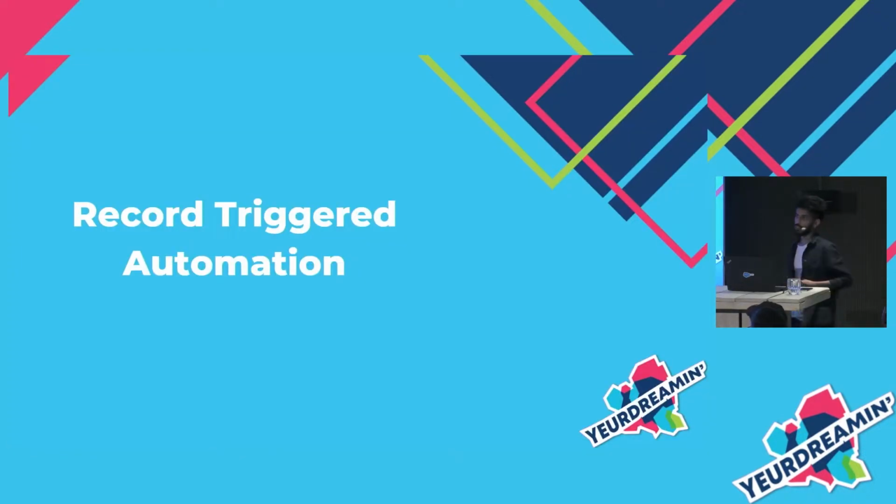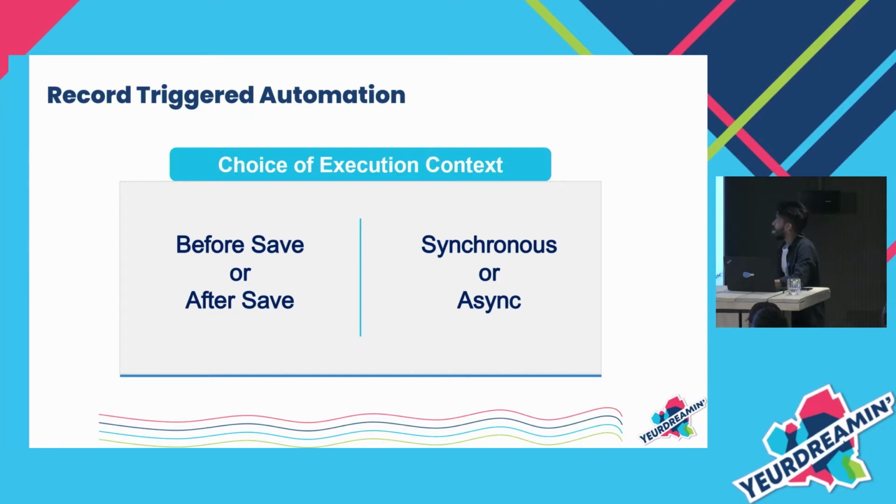So record-triggered automation is very famous nowadays and has been on this platform because it's so easy. And now there are two important things that we need to consider, which is when we are talking about the choice of execution context in record-triggered automation. There is before save and after save, and we will quickly discuss later what is after save and what is before save. And then on the other hand, we have asynchronous and synchronous logic.